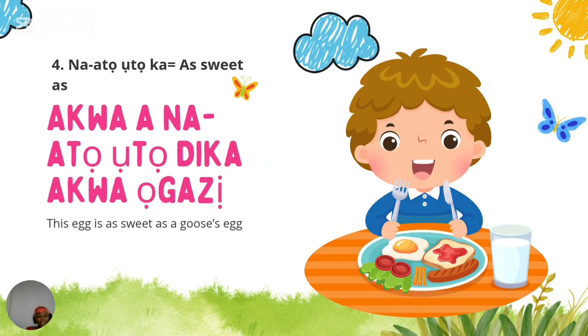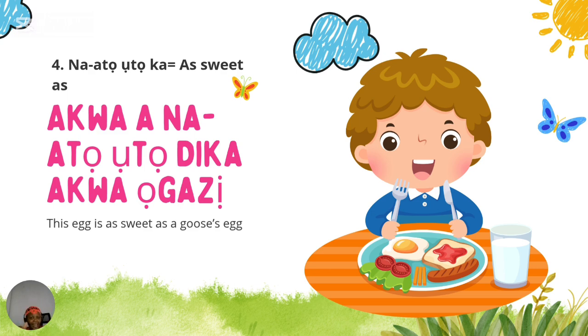The next thing is na-atọ ụtọ ka, as sweet as, or maybe sweet like, you see. Na-atọ ụtọ ka. I hope you're saying it with me. So the sentence we're going to make from this is: Akwa na-atọ ụtọ dịka akwa ogazi. We said we can use ka or we can use dịka. So in my sentence, I use dịka, and it's still very good.